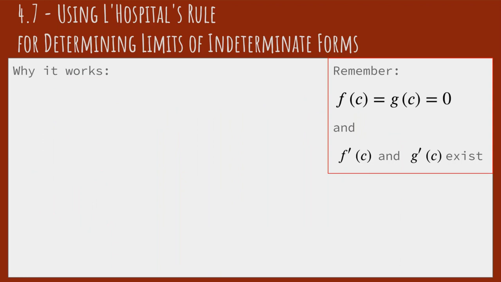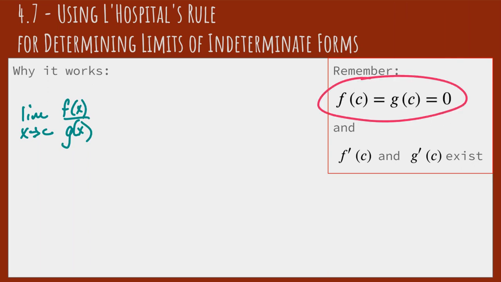It actually works in part because of what we talked about in the last topic with linearization. So what I'm going to do is take the limit that we're trying to evaluate, and manipulate that until we get to a limit that involves our derivatives. So we're looking at the limit as x approaches c of f of x over g of x. And remember, for L'Hopital's rule to work, f of c and g of c both need to equal 0.